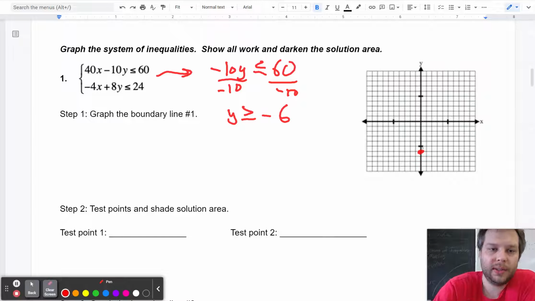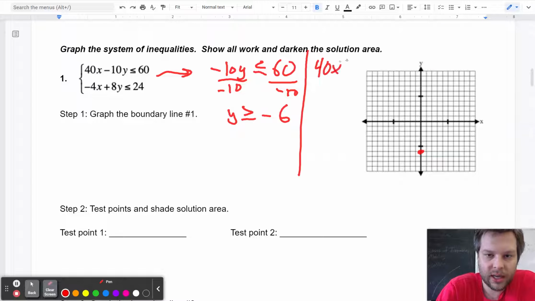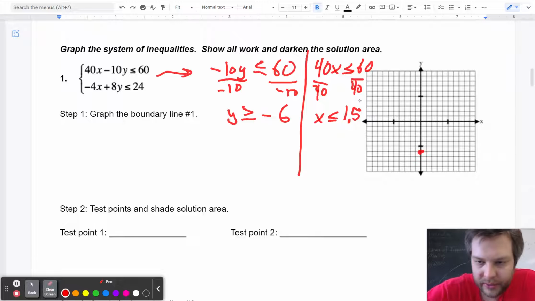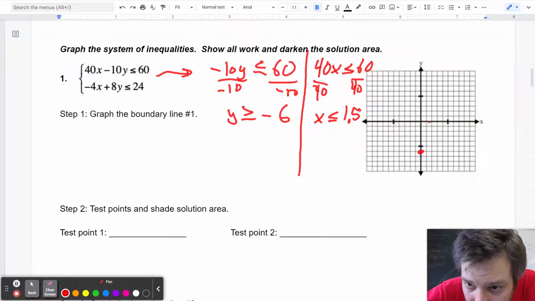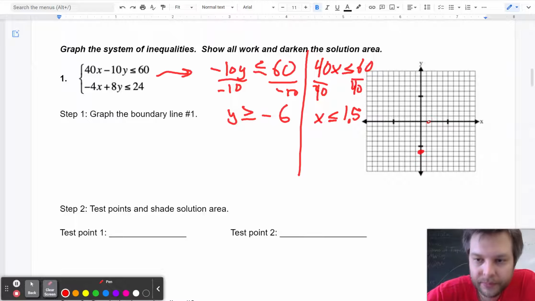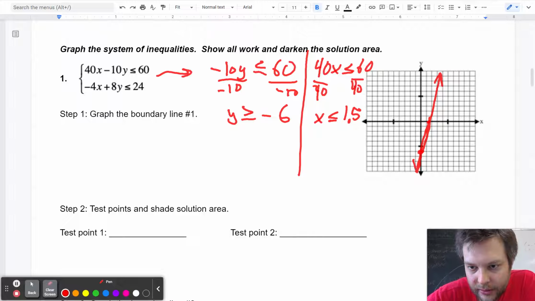Then I do the same thing. I make the y value equal 0, and I get 40x is less than or equal to 60. I divide both sides by 40, and I get that x is less than or equal to 1.5. So I'm going to try to squeeze that in. That looks like 1.5. Then I can connect my dots with a solid line because it was an "or equal to" problem. Like that. And check it out.